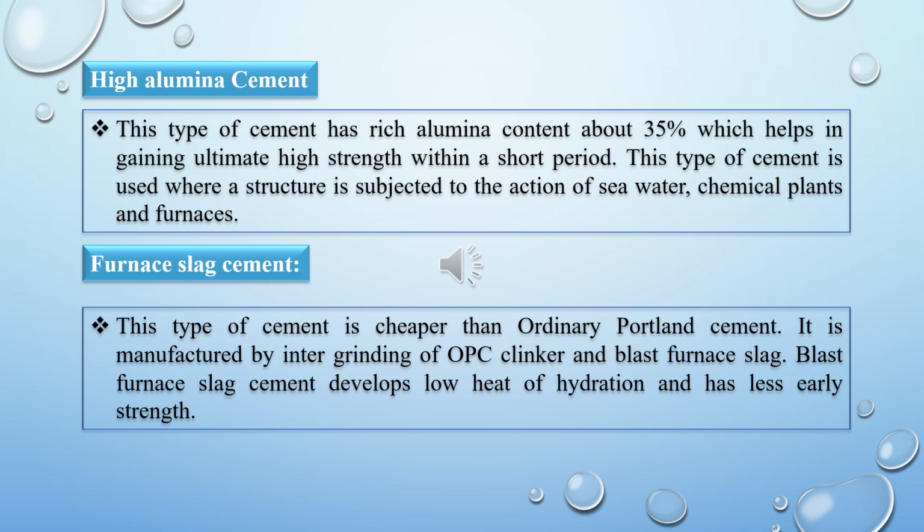So students, these were two cements. High alumina cement, which includes 35% of alumina, and this alumina gives it ultimate strength. And next one was furnace slag cement, which is prepared by grinding OPC clinker with blast furnace slag. And this cement has low heat of hydration.